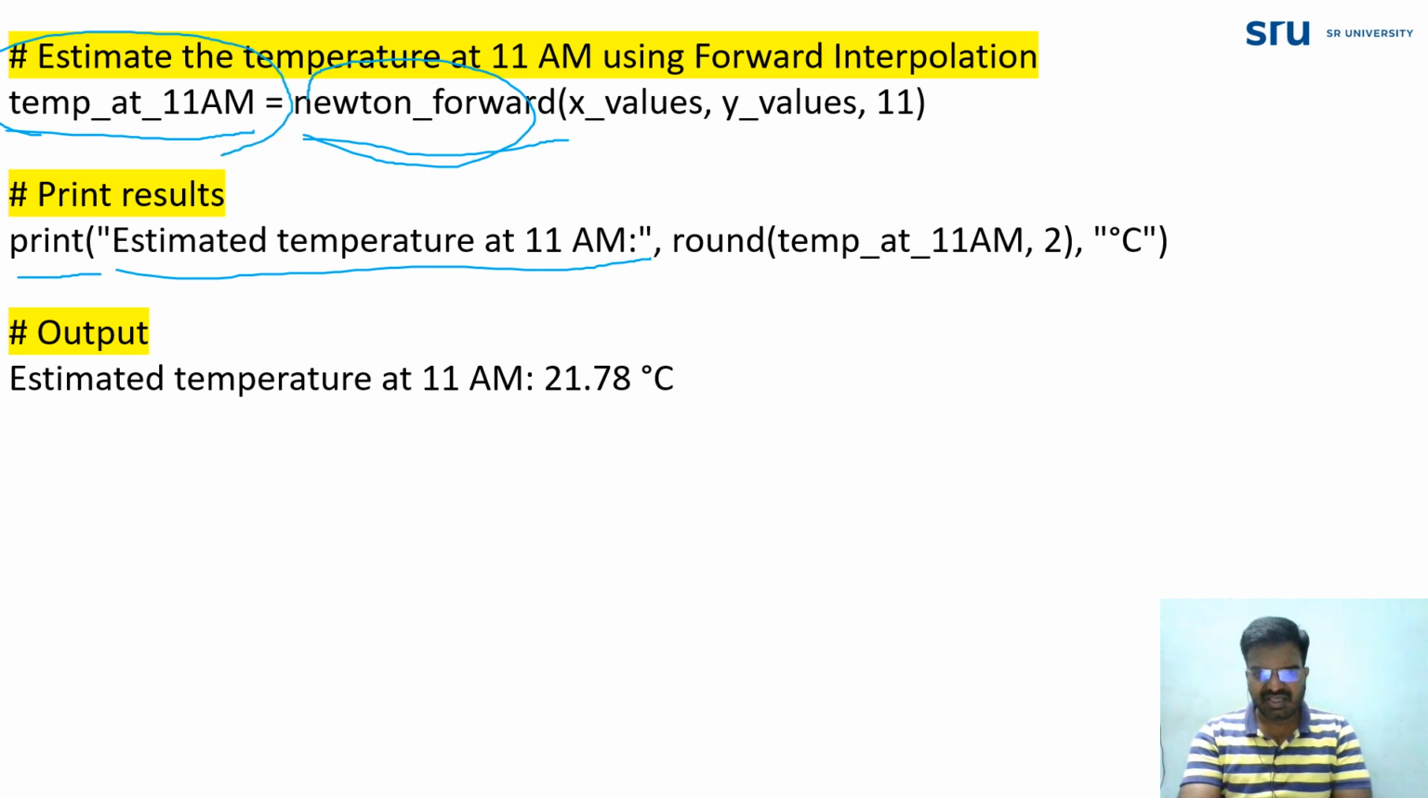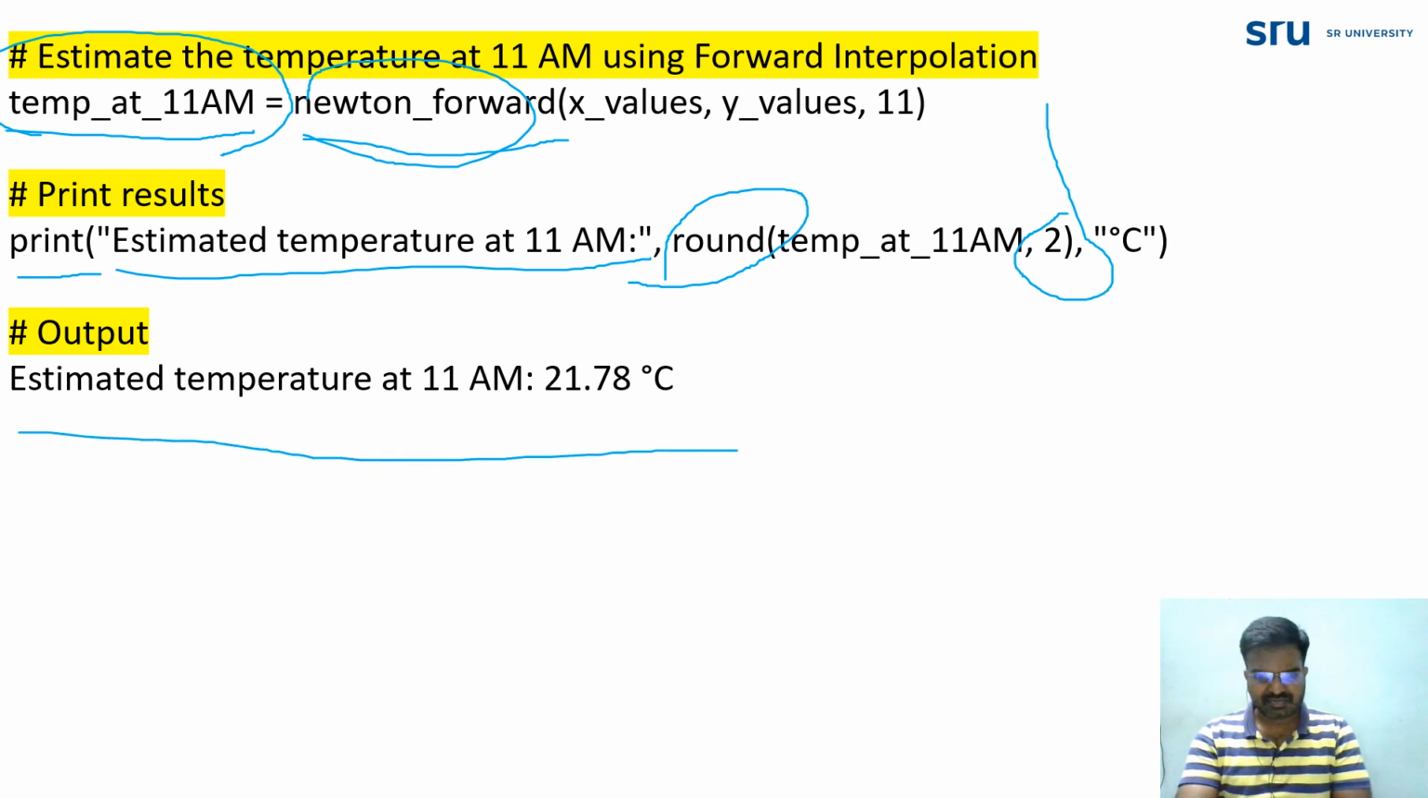And you have to observe one thing. I have written here round and the number 2. See, in my result, after the point, I need only 2 decimal places. That's why I have mentioned here 2. We are finding the temperature, so the unit of the temperature is degree Celsius. So I'm using the same thing here. So finally, this is my output for the problem. We are estimating the temperature at 11 a.m. by using Newton's forward interpolation formula.